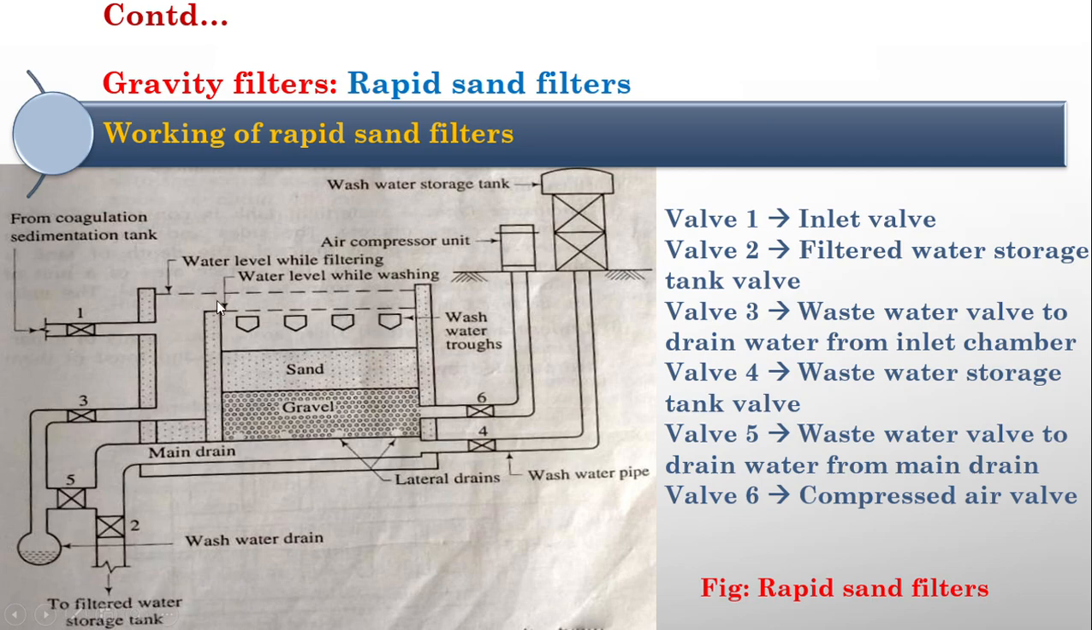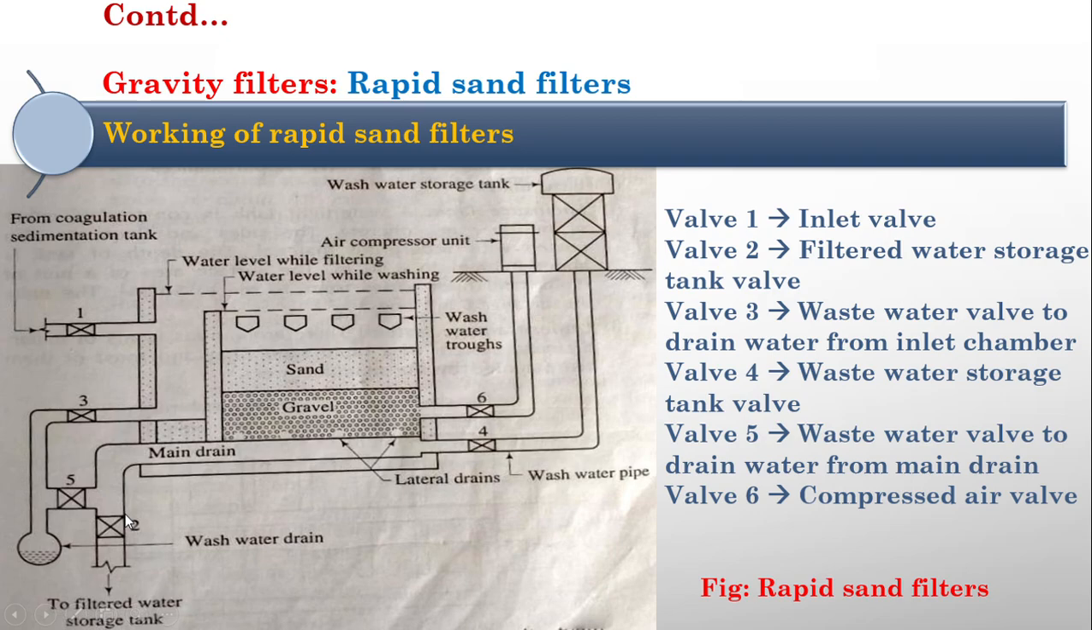Then the water will reach here. This is our enclosure tank. This is our sand material, this is our gravel, and this is the under drainage, which consists of the main and laterals here. This is a sectional view actually. Valve 2 is the filtered water storage tank valve. The water will move through the sand and gravel, and finally reach the laterals and then the main drain. The main drain will collect water and deliver it to the second valve, where the filtered water will be collected.